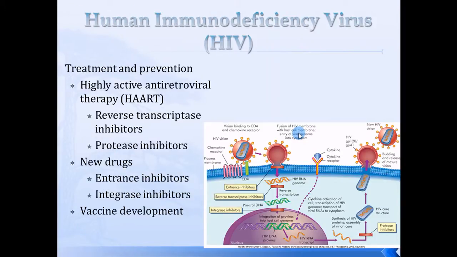And then, how do you treat HIV? HAART, highly active antiretroviral therapy. It's actually more than one drug. It's about 3 or 4 drugs. They're trying to stop these different steps of HIV spread. So you can see here, entry inhibitors, reverse transcriptase inhibitors, integrase inhibitors, protease inhibitors. It's trying to stop it through here.